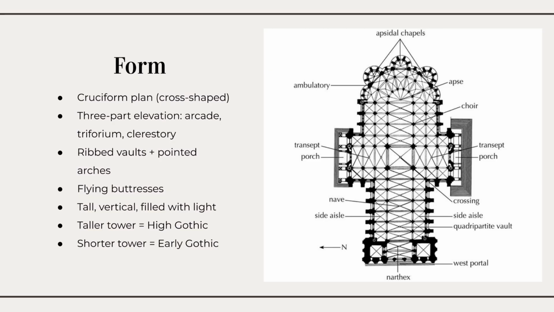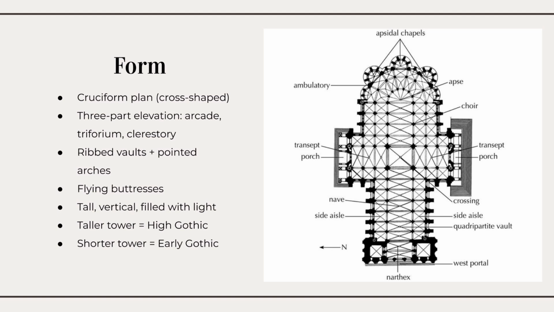Now for the form. The overall form of Char is really what makes it such an important building. It has a cruciform plan, meaning the floor looks like a giant cross, as mentioned before. The strong central part is the nave, then the transepts form the arms, and then the apse. This layout isn't just symbolic, it actually organizes how people move through space, especially pilgrims coming to see the relics.